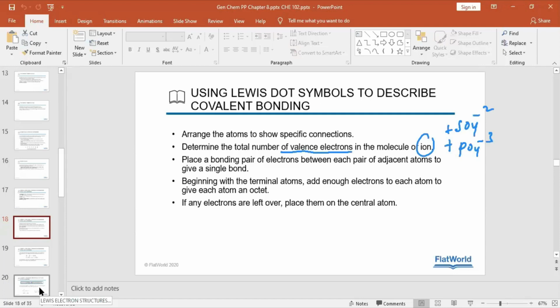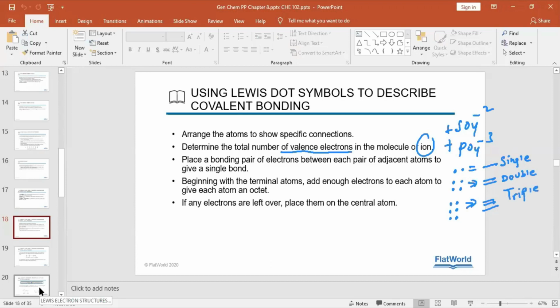Place a bonding pair of electrons between each pair of adjacent atoms to give a single bond. It means that if we have a pair of electrons, it will be represented as a single bond. If you have two pairs of electrons, that is a reflection of a double bond. If you have three pairs of electrons, that is a reflection of a triple bond. So you may have a single bond, a double bond, or a triple bond.